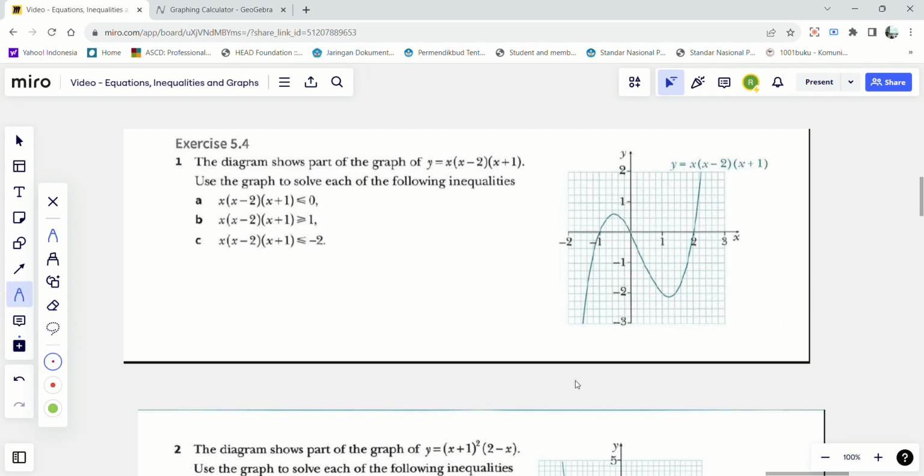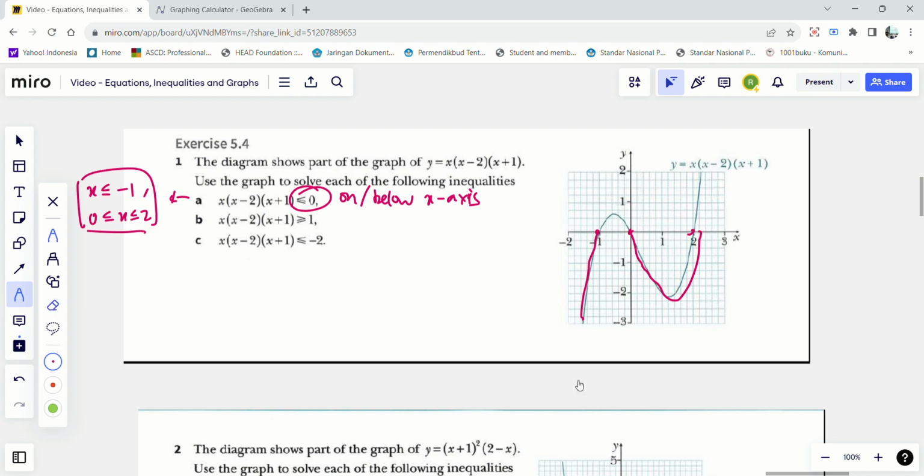So in the case of this, when is this graph less than or equal to 0? When is that happening? That means we focus on the below x-axis, so it's on or below, right? On or below, because there is an equal sign. So that will be starting from here, going to the bottom, and then this part, right? That means for this question A, our answer should be x less than or equal to -1, and also from 0 until 2. So this will be the answer of question A.